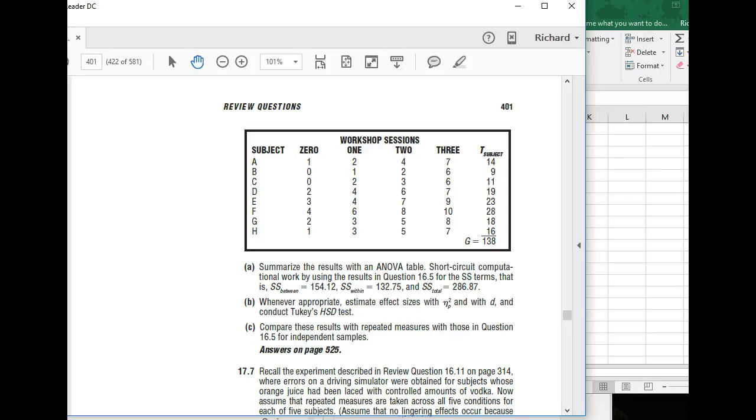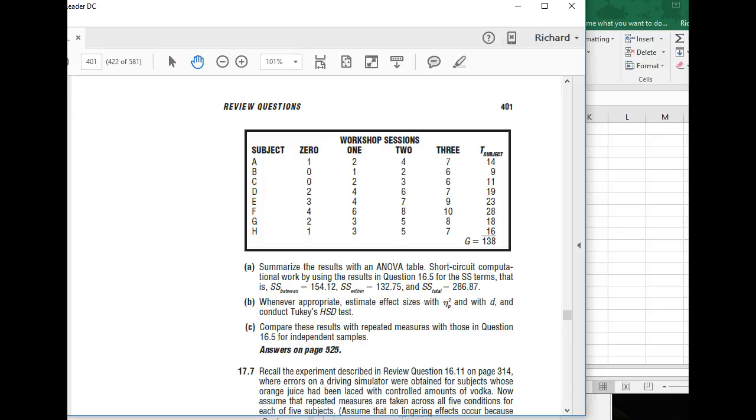So this is the problem right here. There's a first part of it with some contextual things on the top of the previous page. But the important thing is we're trying to create an ANOVA, and we're doing ANOVA with repeated measures. So we have 8 different subjects, and they did these 4 different workshops numbered 0 through 3. And so here's all of the data that we're going to use.